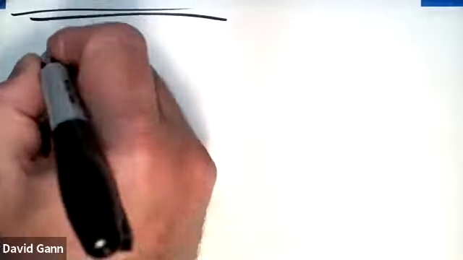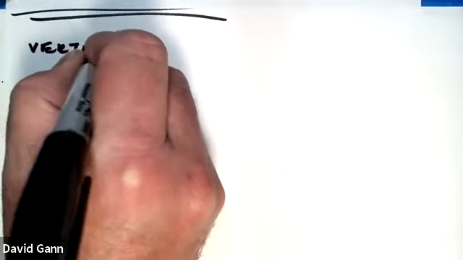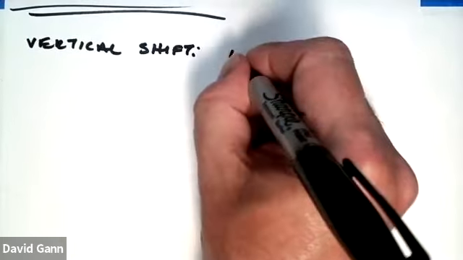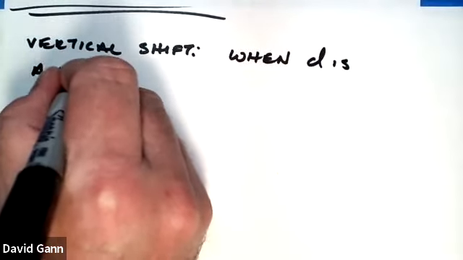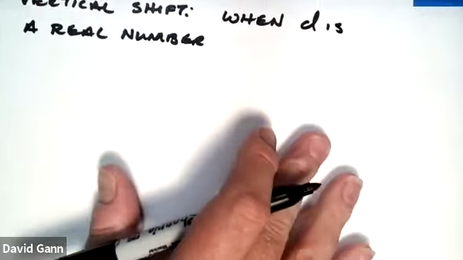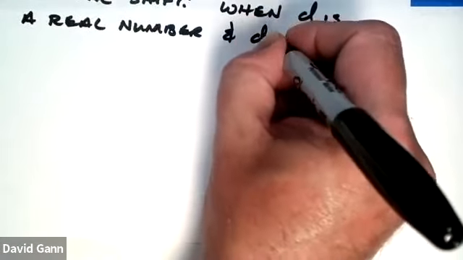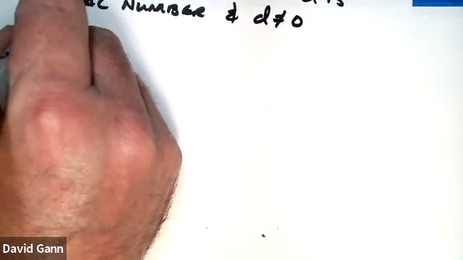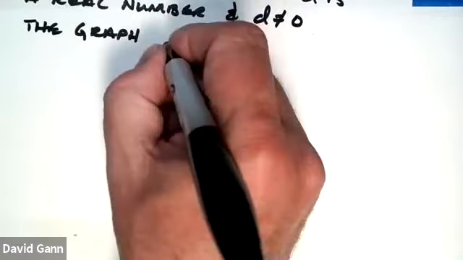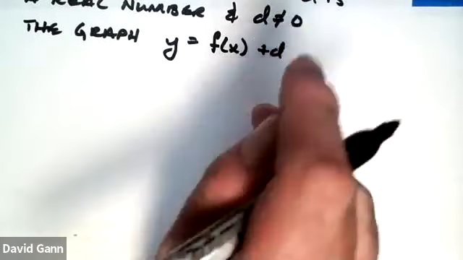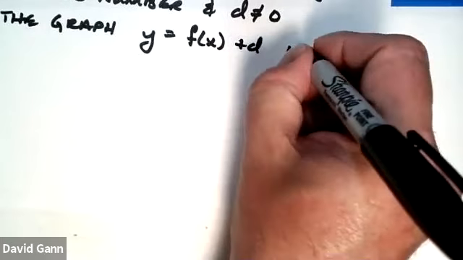Or vertical shifts sometimes. So a vertical shift, when d is a real number and d does not equal 0, the graph y equals f of x plus d, with the d outside the parentheses, is shifted vertically.